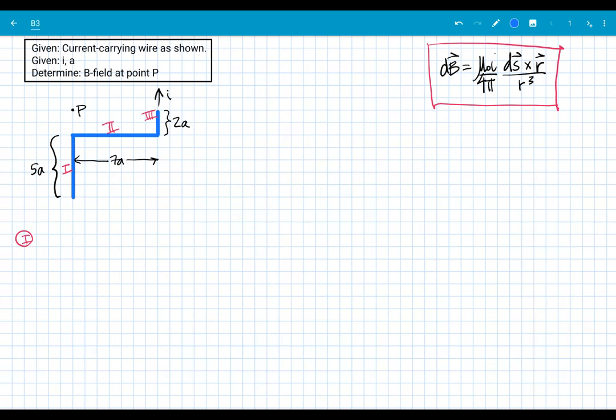This diagram is my analytical diagram. It doesn't have to be exactly to scale. I want to leave space for making the diagram meaningful and for stuff I need here. So for this first segment, there's the wire. I have current going, in this case, upward in this wire, and then my point of interest P, which is up here.